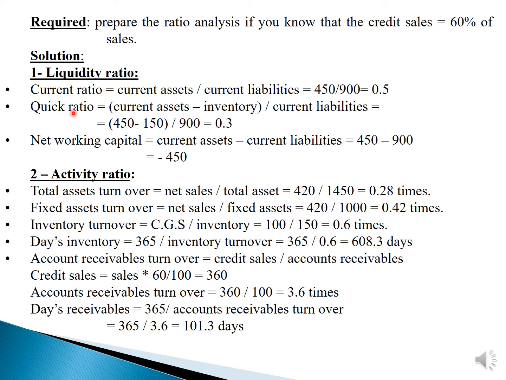We have three ratios in the liquidity ratios: current ratio, quick ratio, and net working capital. Current ratio is current assets over current liabilities. We are going to add to get the summation of the current assets and the summation of the current liabilities and divide them, and we are going to get 0.5. Quick ratio is current assets minus inventory over current liabilities. Also the same way, but we are only going to deduct the inventory. Net working capital equals current assets minus current liabilities.